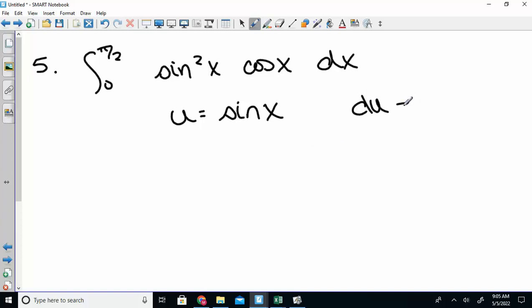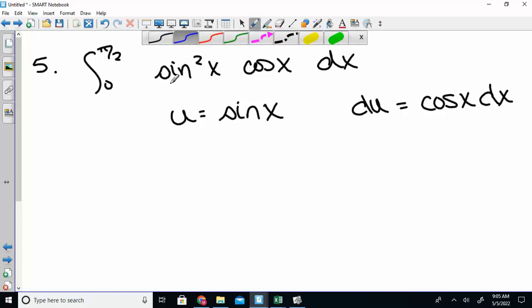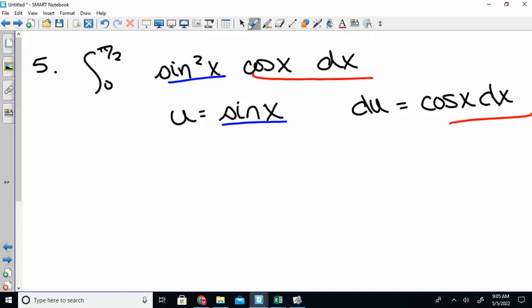So then du, what is the derivative of sine? Cosine x dx. So we've got the sine taken care of, and we have the cosine x dx taken care of. We don't have anything extra. And when we set this up, I think most of you changed your limits. A couple of you don't, and as long as you plug back in your sine x before you evaluate, that's fine. So if I do go ahead and change them, you're plugging them in right here.